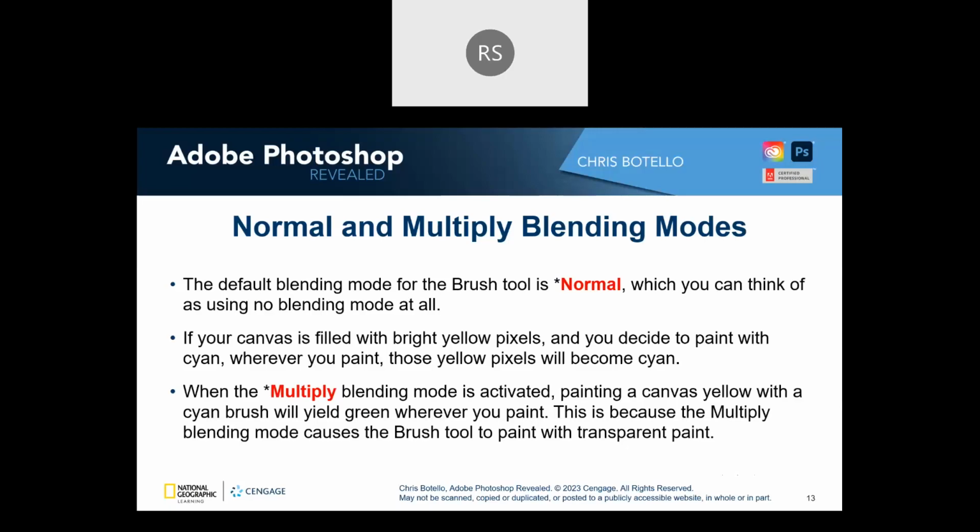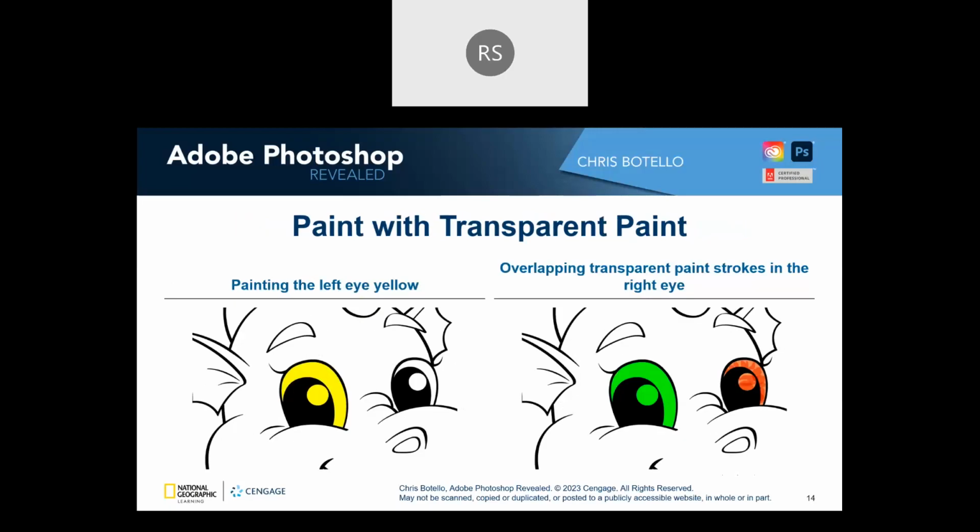Now, when you use the multiply blending mode, you paint a canvas yellow with a cyan brush, it yields green wherever you paint. So the multiply blending mode causes the brush tools to paint with a transparent paint. So we see an example here. We've got the painting, the yellow of the left eye. In the right, we've got overlapping transparent paint strokes in the right eye. You see it set over here.